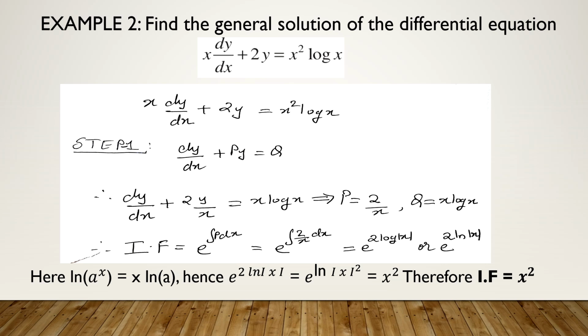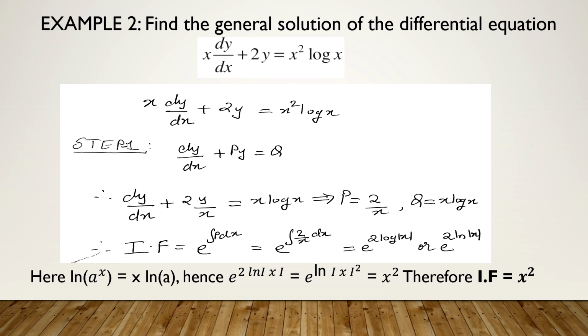Second step, integrating factor is e raised to integral p dx. So e raised to integral of 2 upon x dx. You know the integral of 1 upon x is log mod x. So e raised to 2 log mod x. Here log means, remember, it is log with the base e. So you can also write ln.